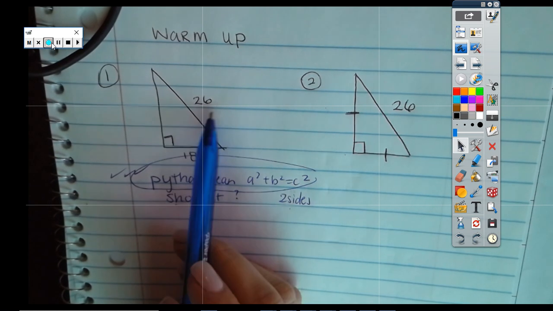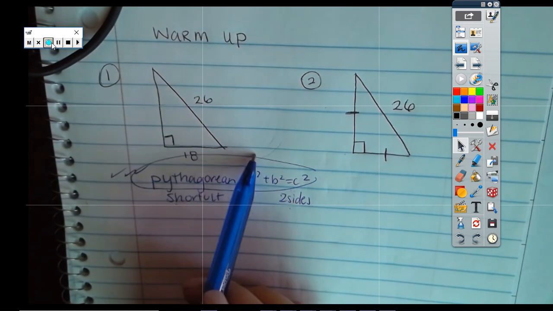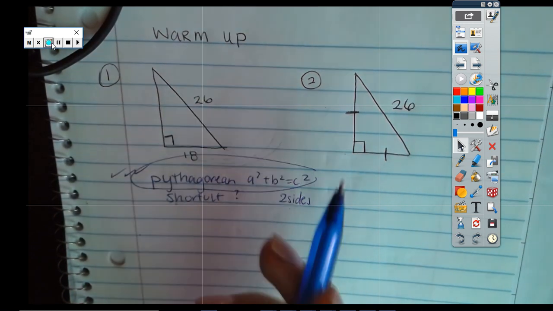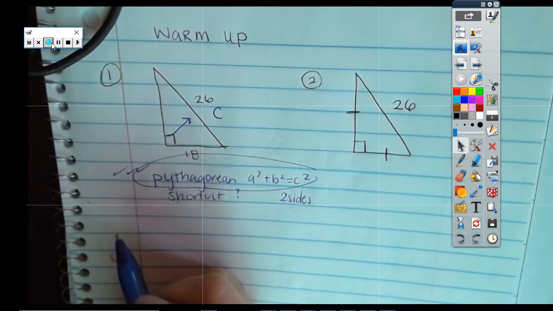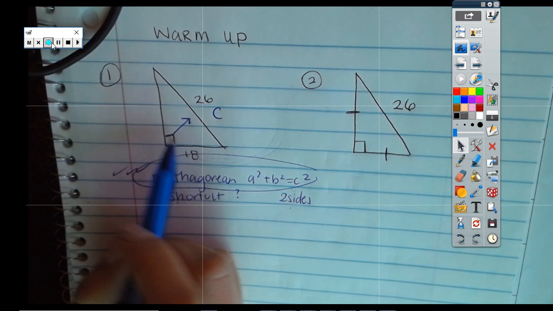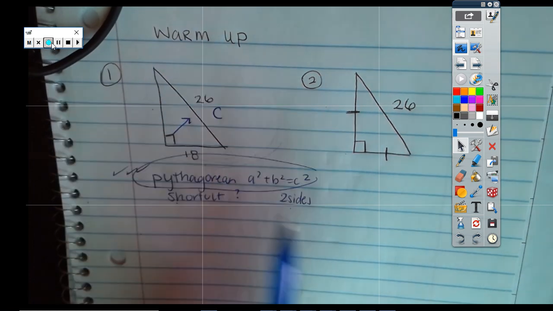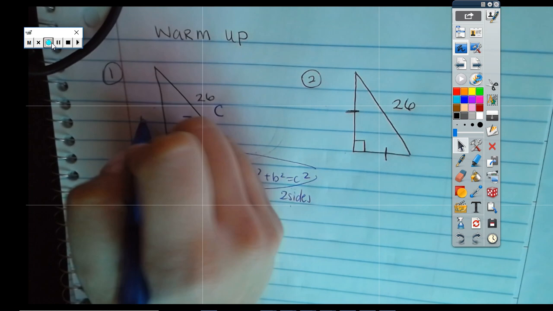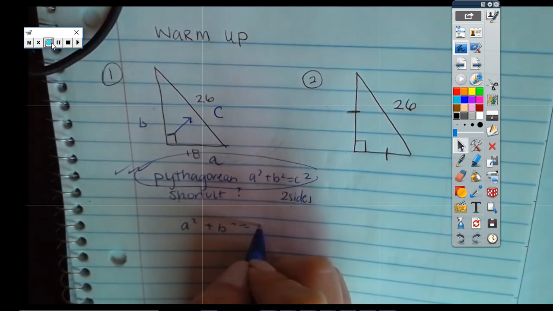Slim, what did you label first on this triangle? Perfect. C first, so it's across from the box. That's C. What did you label A as? One of the Emilys, did you label A as the one that we don't know, or 18? 18, you put 18, and this can be B. So A squared plus B squared equals C squared.